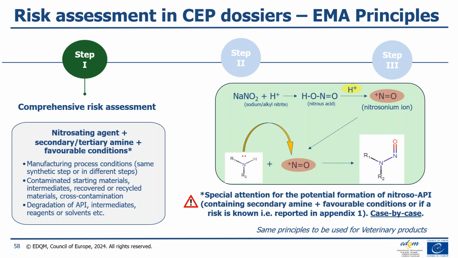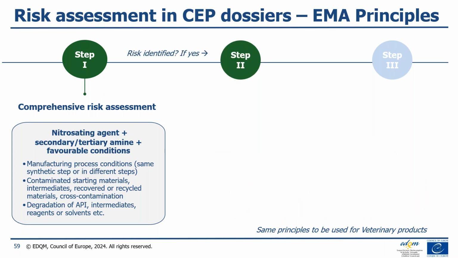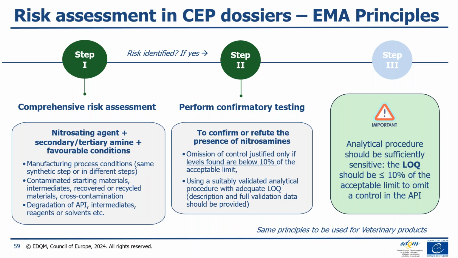I would also like to highlight that special attention should be paid to the potential formation of nitrosated API. For example, if your API contains a secondary amine and favorable conditions, or if a risk for your substance is known, which means that it is reported in Appendix 1 of the question and answer. However, this would be really case by case because it's very specific to your process and conditions. So if you identify the risk in this first step, you should perform confirmatory testing in order to confirm or refute the presence of nitrosamines.